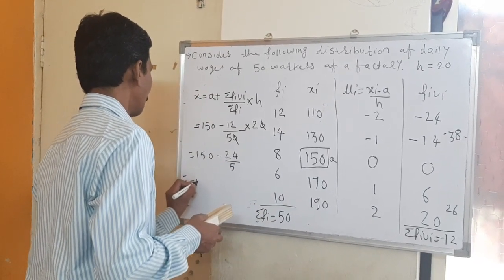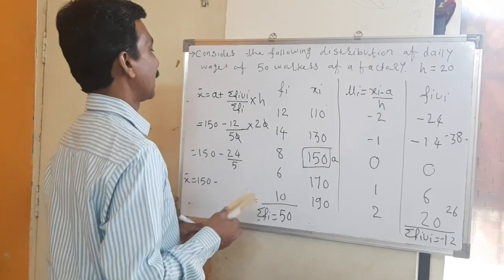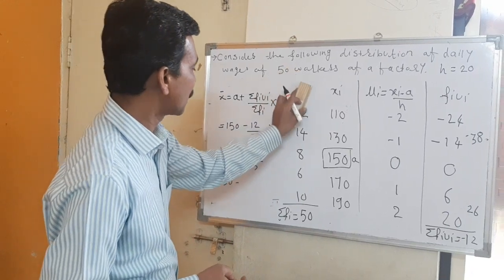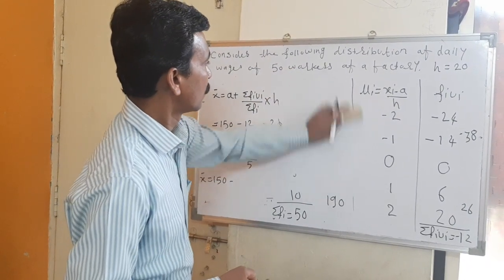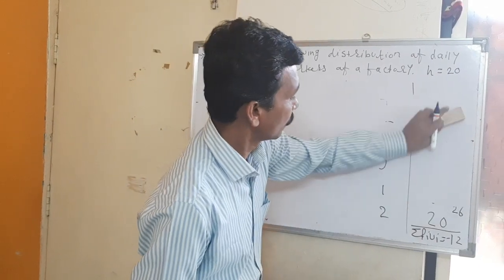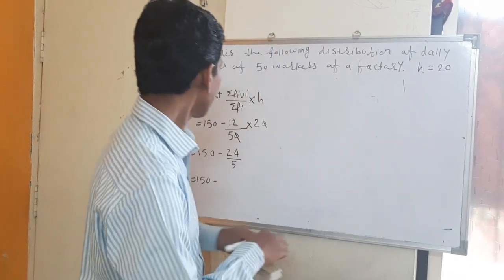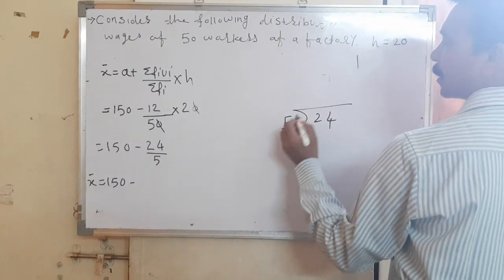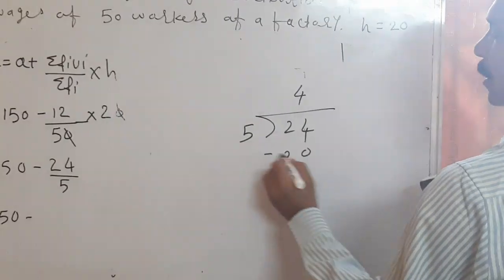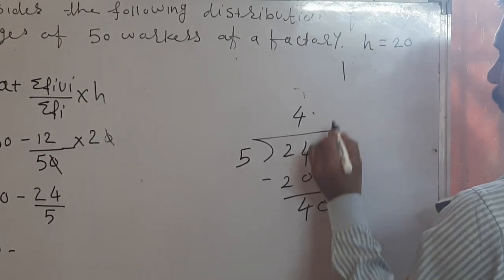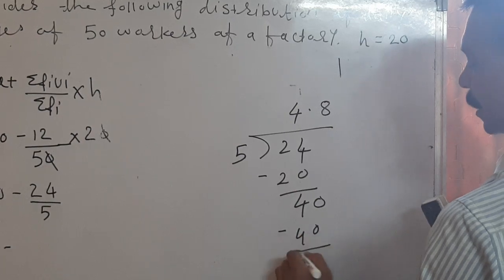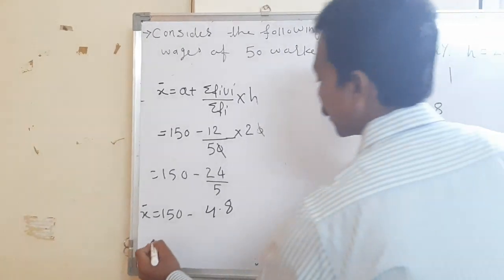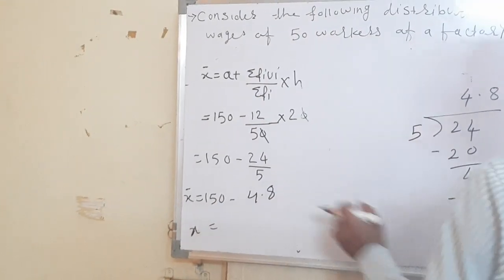X bar is equal to 150 minus 24 upon 5. So we will do the division and we will see what is the answer. What is 24 upon 5? 5 fours are 20, this is 4. 5 eights are 40, this is 0. So that will be 4.8. X bar is equal to 150 minus 4.8.